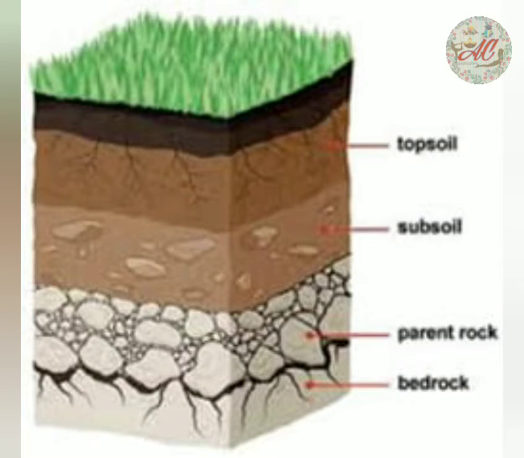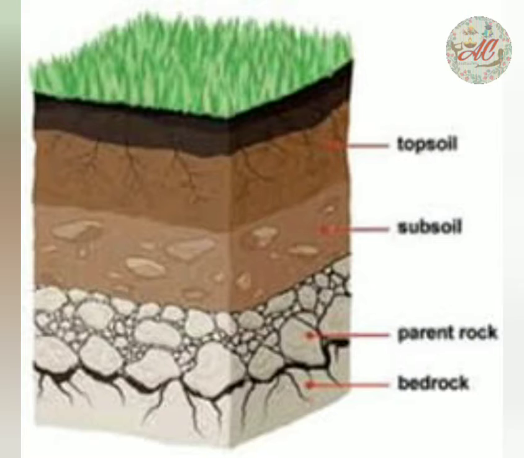Soils vary in the size of the particles they contain, the amount of space between these particles and how rapidly water flows through them. Soil formation begins when bedrock is broken down by physical, chemical and biological processes. It is called weathering.